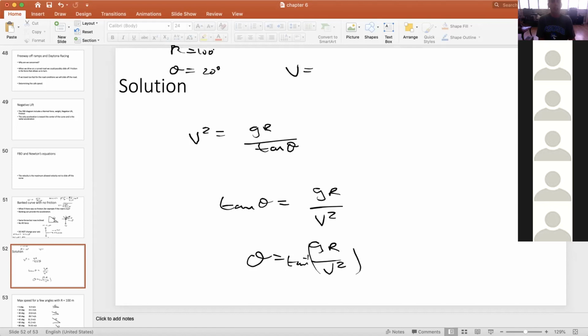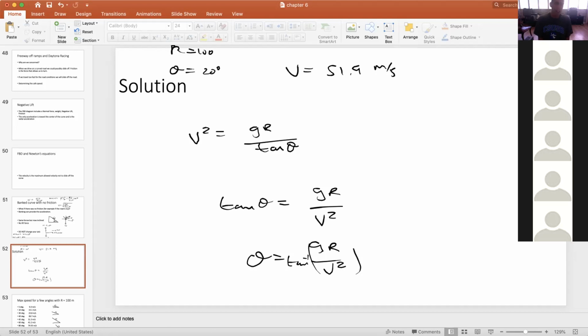not quite what they do in NASCAR, but so 9.81 times 100 times tangent of 20, and taking the square root of that answer is 51.9. 51.9 meters per second. You could take a 20-degree bank turn with no friction if it had a radius of 100 at almost 110 miles an hour.